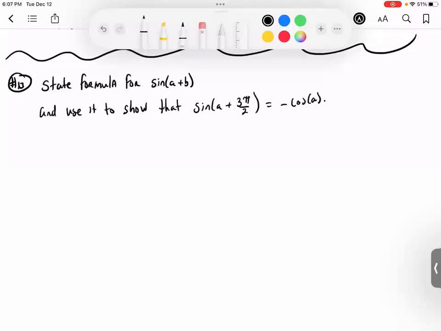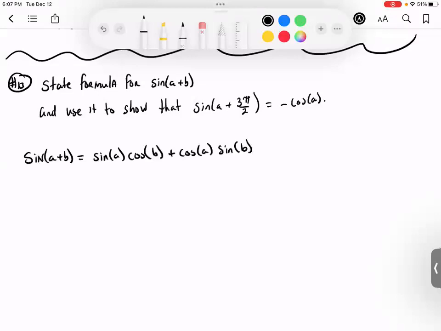Here goes. 13, state the formula for sine of a plus b, and then use it to show that sine of a plus 3 pi over 2 is negative cos a. So the formula for sine of a plus b is read as sine of a times cosine of b plus cosine of a times sine of b.